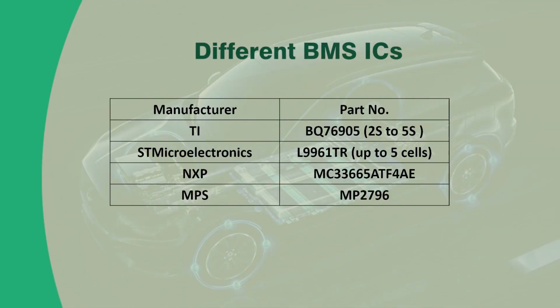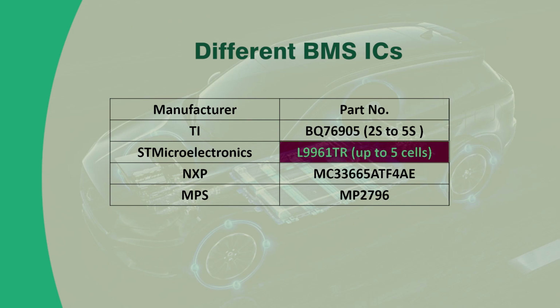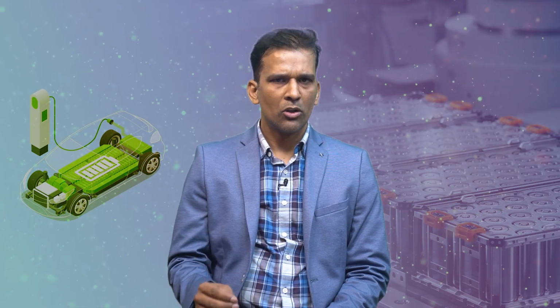As you can see, there is one part called L9961TR. It can be used to design a BMS at the 5 cell level. However, there are other parts which can be extended up to more than 20 cells. So depending upon your application, you can choose any IC. Once you have tested those circuits, then you can go for cost optimization, because selection of the BMS IC is one of the critical parts in getting a cheaper BMS option. Selection of the IC is an important factor for the overall cost of the BMS.